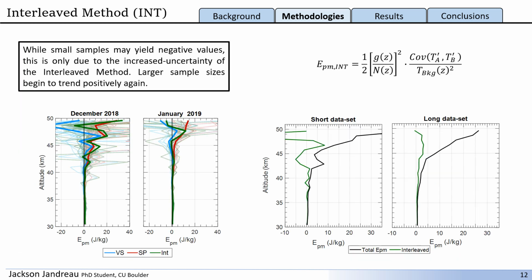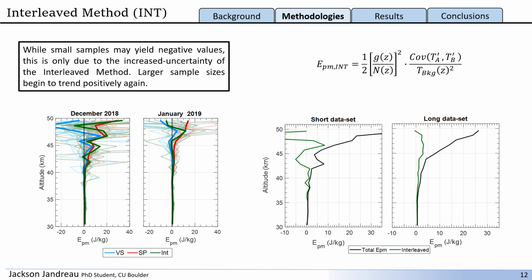If we look at an individual sample processed by the interleaved method, we may still see negative EPM values. This is due to the increased uncertainty caused by only including half of the photon counts in each sample. In the plot on the left, we can see individual observations which are processed by the interleaved method and are shown in dashed green. These profiles show both negative and positive values. Overlaid on top of this is the average of all of these interleaved runs, which we find again to be positive, as the uncertainty has been defeated through the averaging of these samples.